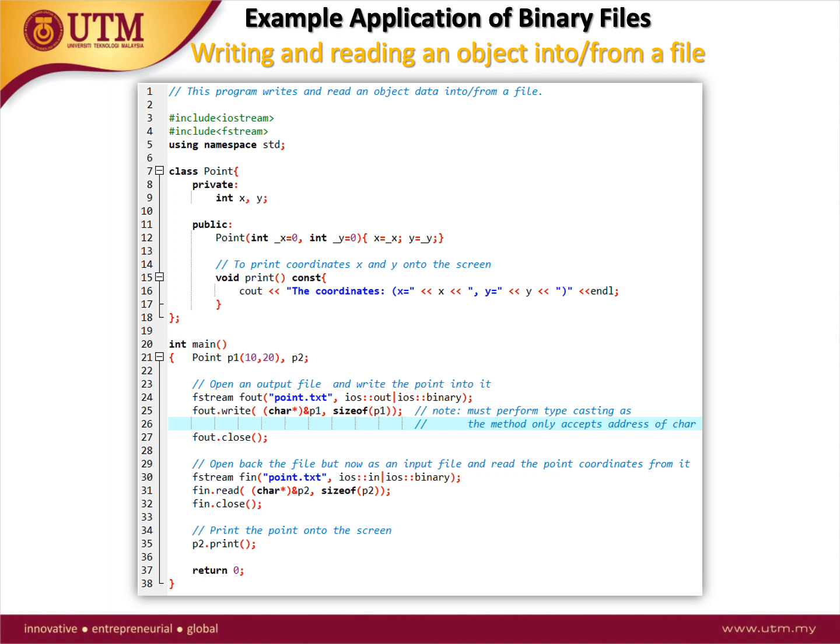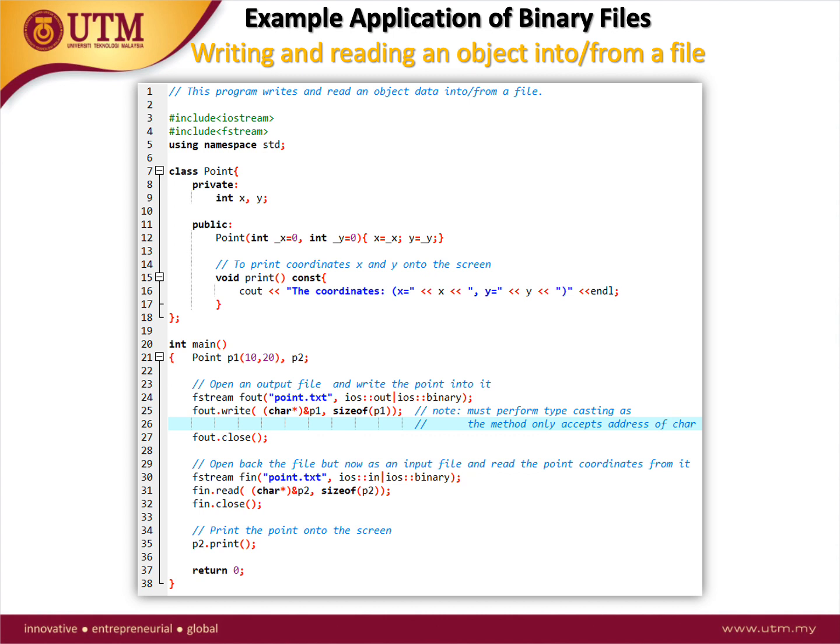You can see here that lines 24 and 25 are actually trying to open an output file and write the point into it, similar to our previous example just now. This is the file name. This is to state that it is an output which is in binary mode. And then we are trying to write it.